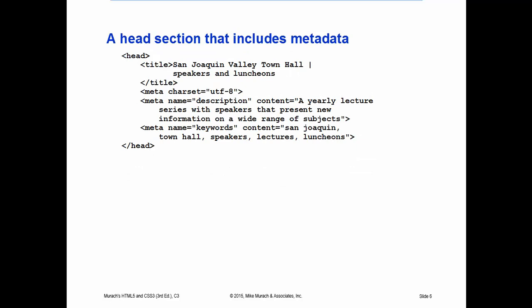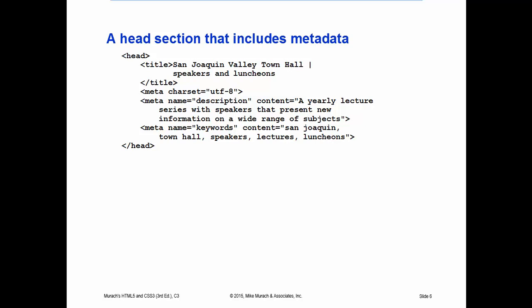Alright, a head section that includes metadata. You can see we have 3 tags in here that say meta on them. So if we look here, the first one says charset. Basically, it's a required tag for HTML5 that specifies the type of character encoding that's going to be used. UTF-8, which I believe is Unicode Transformation Format 8-bit, is what's commonly used for the World Wide Web.